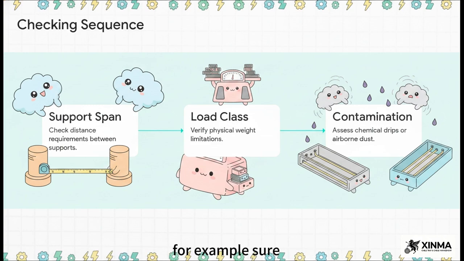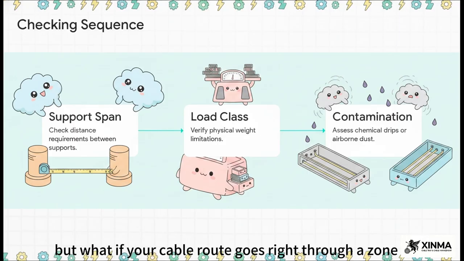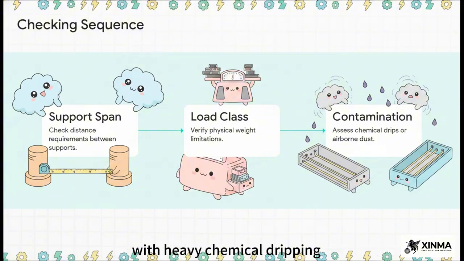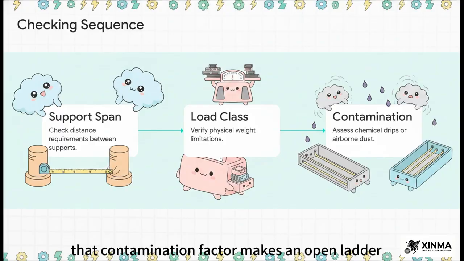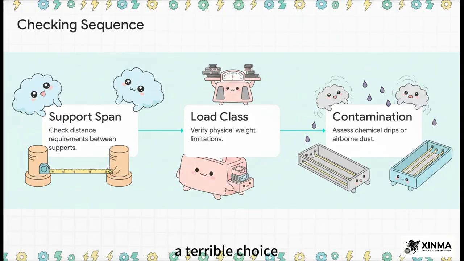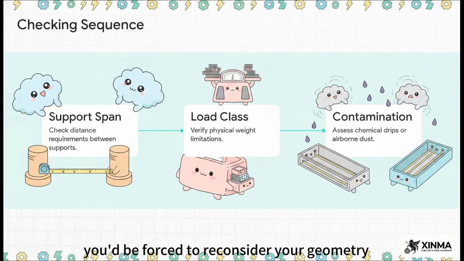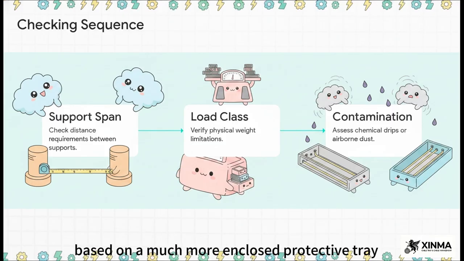For example, sure, you might really want an open ladder tray to get that maximum airflow, but what if your cable route goes right through a zone with heavy chemical dripping, or maybe a lot of airborne dust? Suddenly, that contamination factor makes an open ladder a terrible choice. You'd be forced to reconsider your geometry and recalculate your ampacity based on a much more enclosed protective tray.